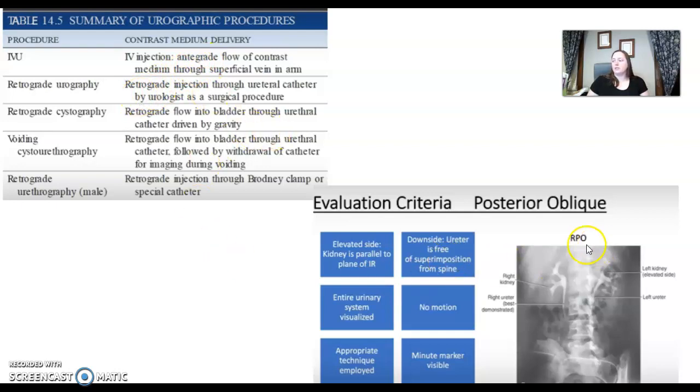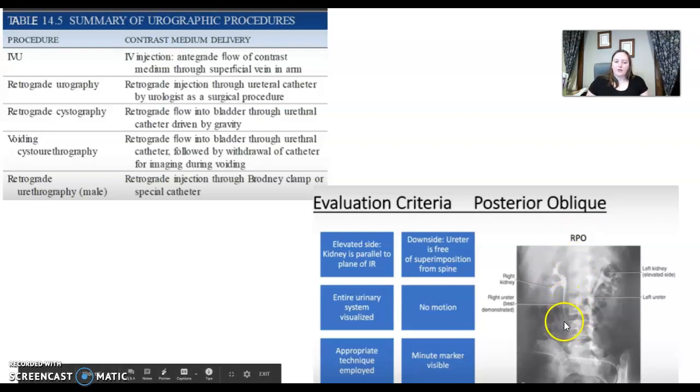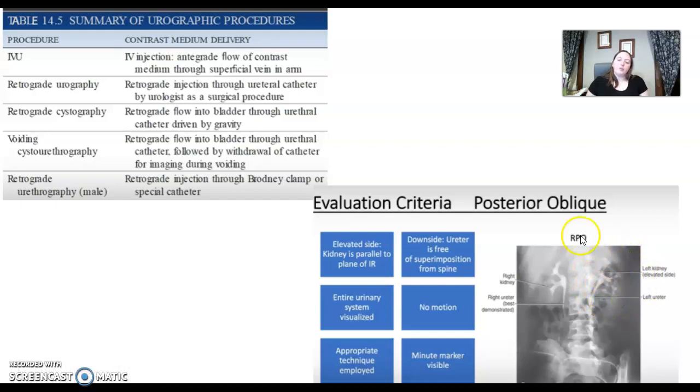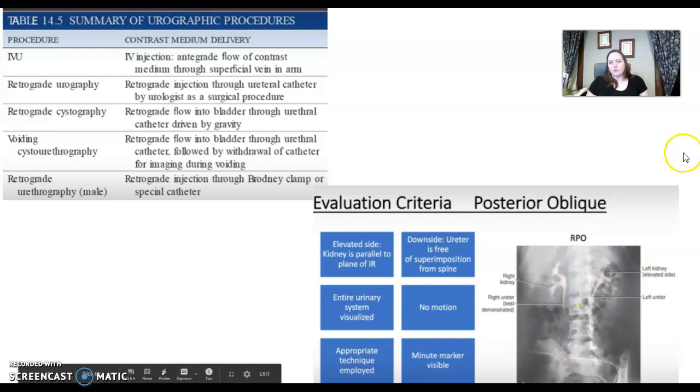And then this was just an example of the RPO oblique, kidney oblique, looking for which kidney is elevated, which one is on the downside. Can you see kidneys? Can you see ureters? What is better demonstrated? So for this one, for RPO, the downside, the ureter is free of superimposition of the spine, but the upside is the kidney that's parallel. So for RPO, we're looking at the left kidney parallel, right ureter is what we're looking at here.